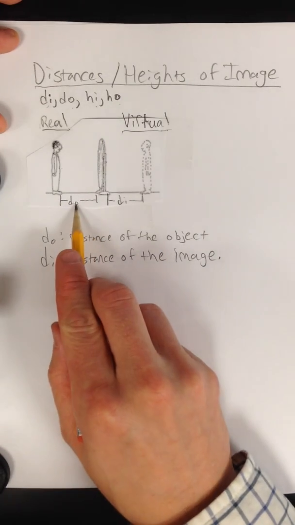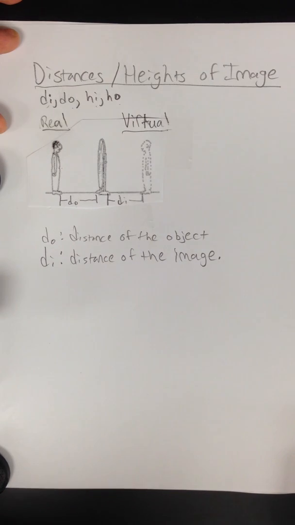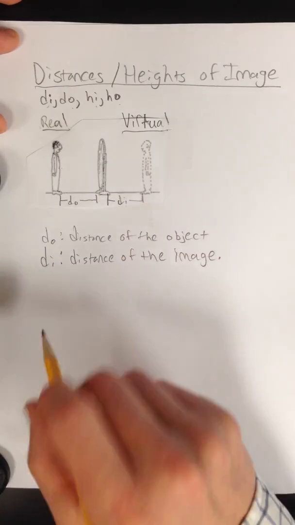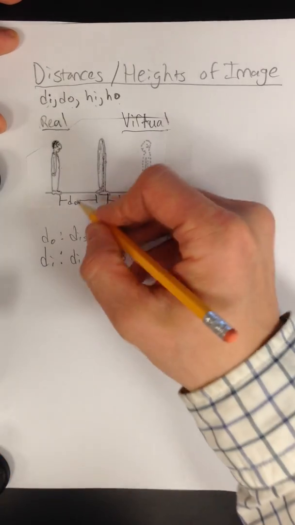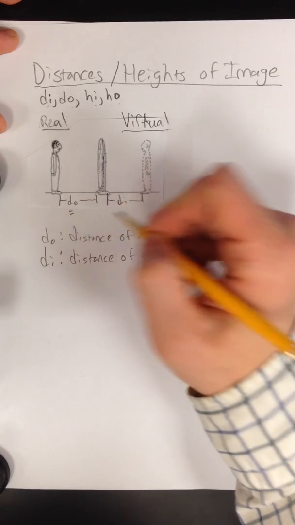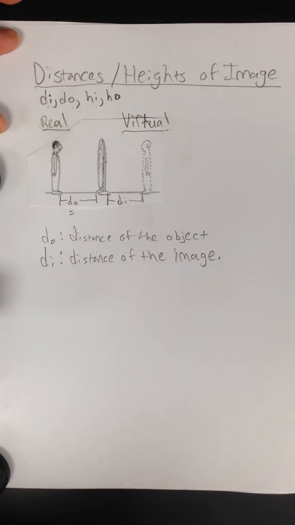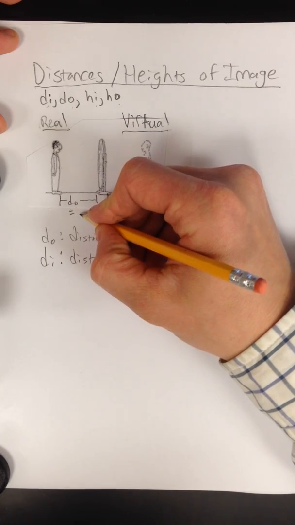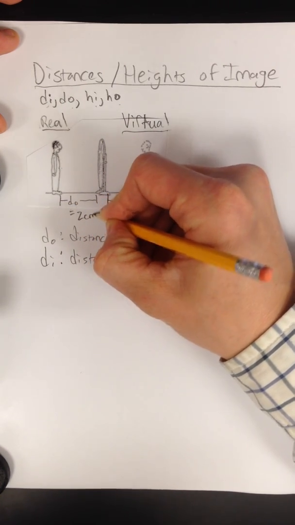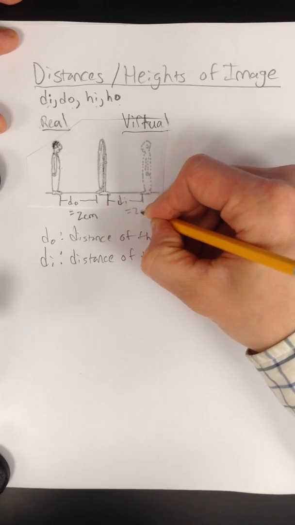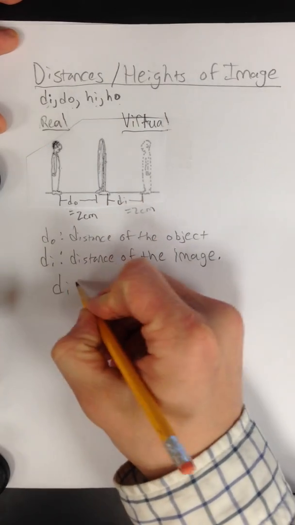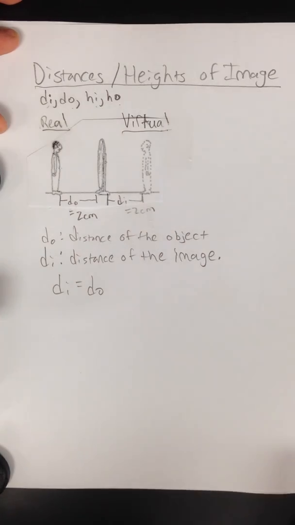Well, if you went and measured DO and DI in your own drawing, you should get them to be equal. So, draw this, and I'm going to say DO here is about, you could take your own ruler and do this, but DO here I'm going to say is about 2 centimeters, and here it's also about 2 centimeters is what DI is. So we say DI equals DO for a flat mirror.